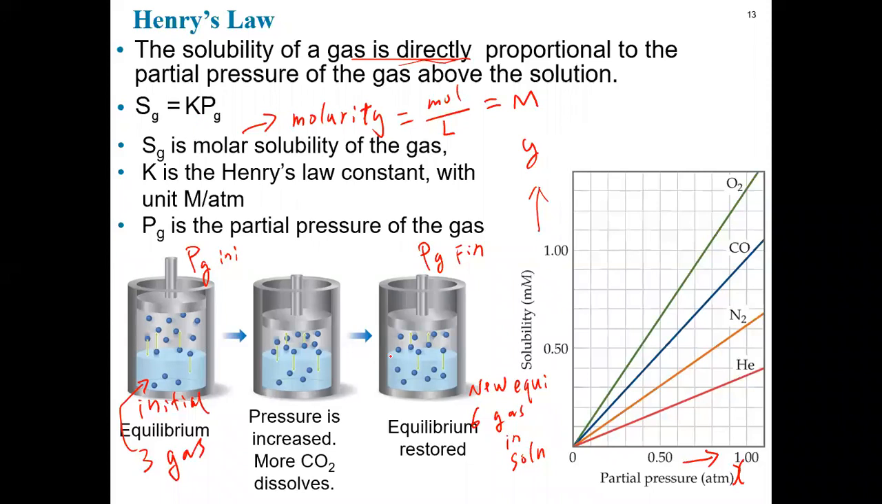So in these three diagrams, we're assuming the temperatures are all the same. Therefore, K is the same in each. Now we can see from the picture, we have six gas particles in the new equilibrium and three in the initial equilibrium. So what do you think P_G final is compared with P_G initial? P_G final equals how many of these P_G initial?